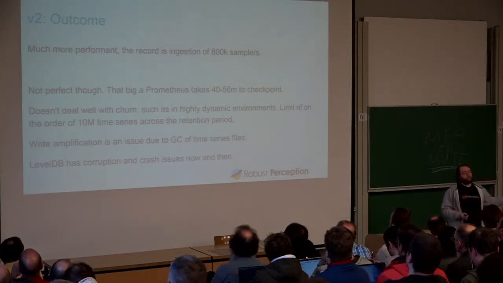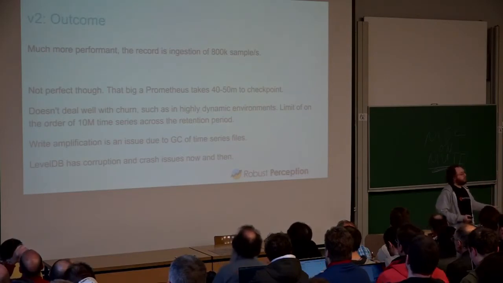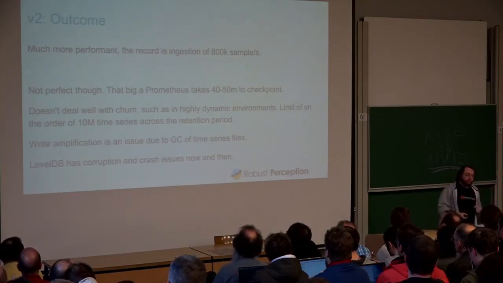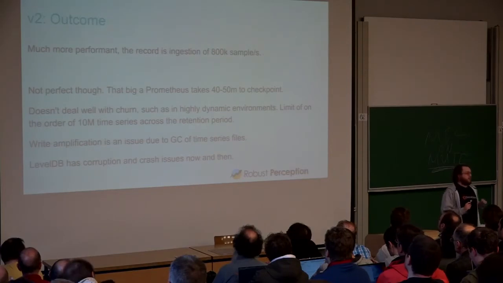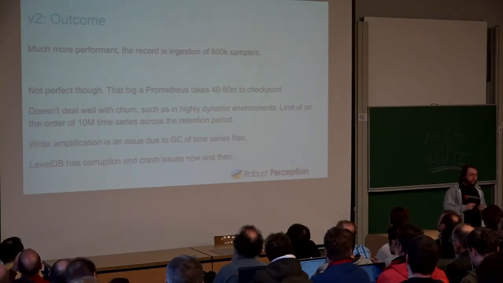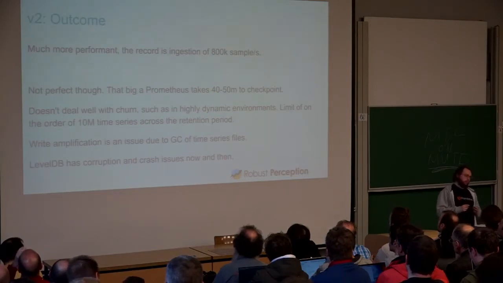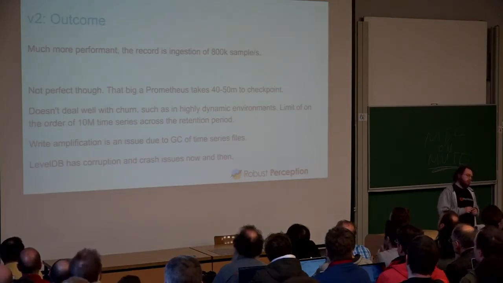So the outcome of V2 was far more performant. The V1 storage engine was doing 50,000 samples per second. With the V2 storage engine, the record of ingestion is about 800,000 samples per second. So that's a nice little boost. That's, what's that, 16x more performant? Or something like that. Yeah, 16x.